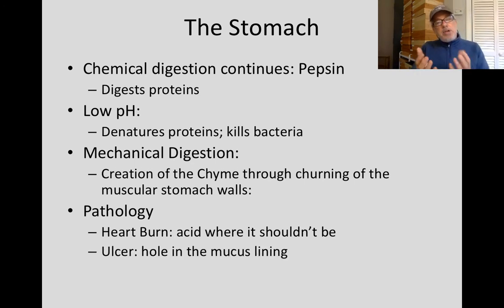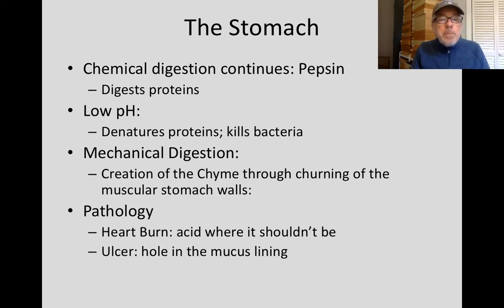Now, it turns out your stomach is coated in mucus that your body produces to protect the cells of the lining of the stomach from the hydrochloric acid. If there is a hole in that mucus lining, then the acid will burn the cells on the surface of the stomach, and the result will be a small hole in the wall of your stomach called an ulcer.